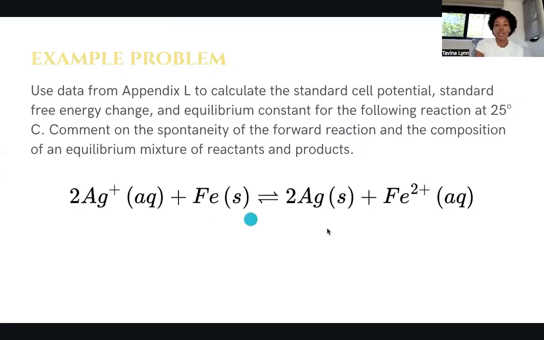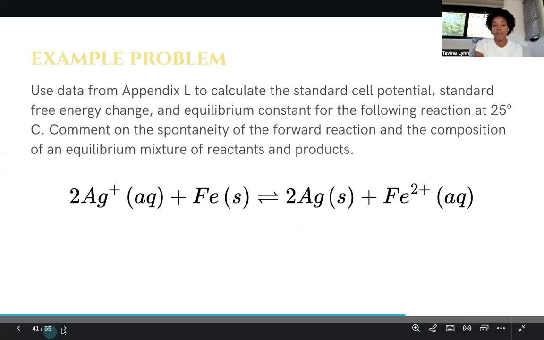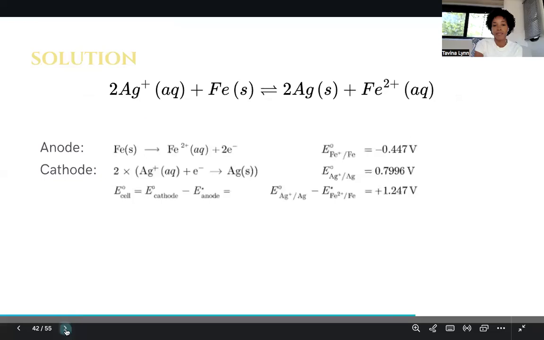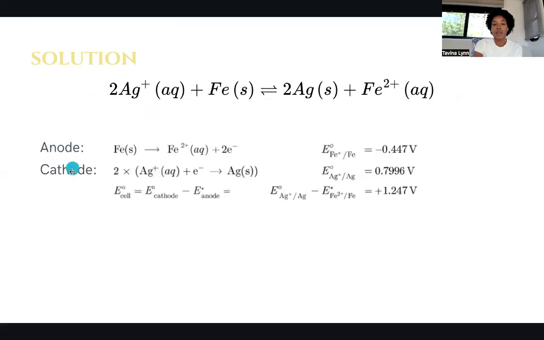So here is the redox reaction that we are looking at. So first, let's determine what is our reaction at our anode and cathode. What is our oxidation half reaction and our reduction half reaction in this redox reaction? So iron is being oxidized, silver is being reduced, right? So looking at Appendix L, we have our standard reduction potentials for each of these half reactions here.